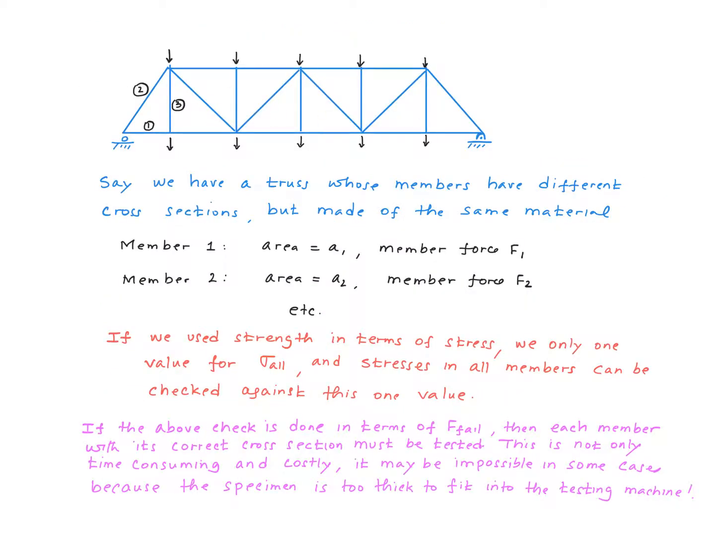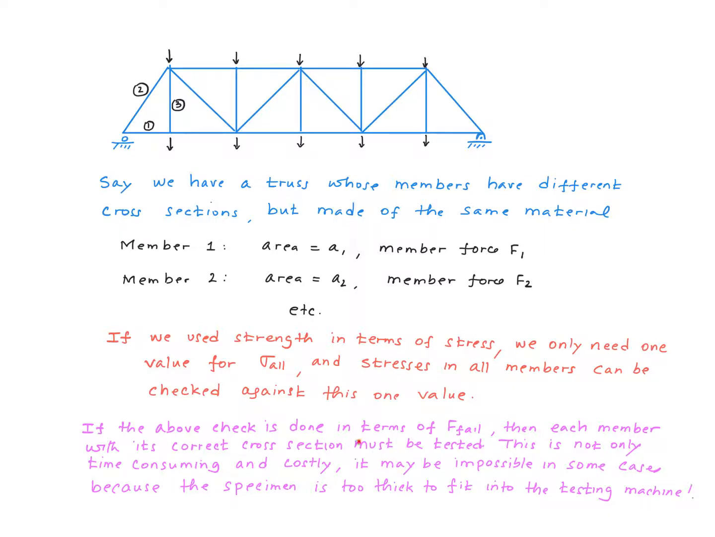Let's say we have a truss structure with several members like this. Let's assume that each member has a different value for the cross-sectional area, but made of the same material. Say this is a steel truss, each member is made of steel. Say member 1 has area A1 and the member force F1. Member 2 has area A2 and the member force F2. If we use the strength of steel in terms of stress, we only need 1 value for sigma allowable, right? And the stresses in all members can be checked against this 1 value.